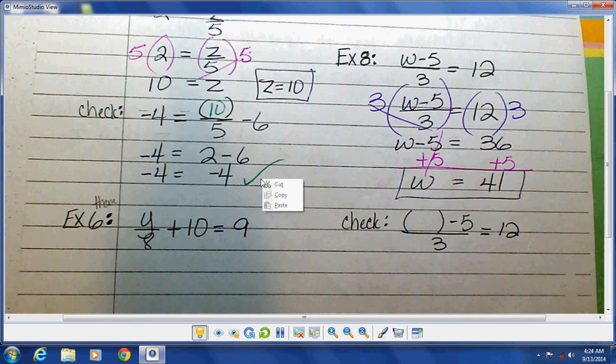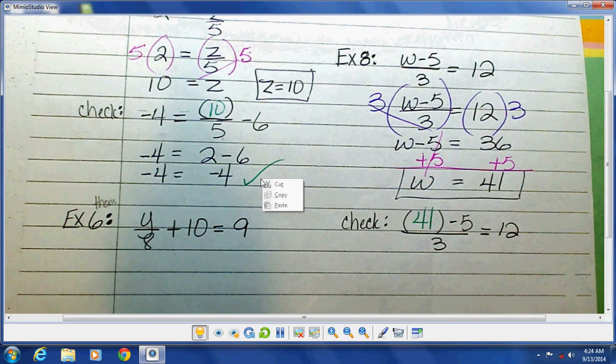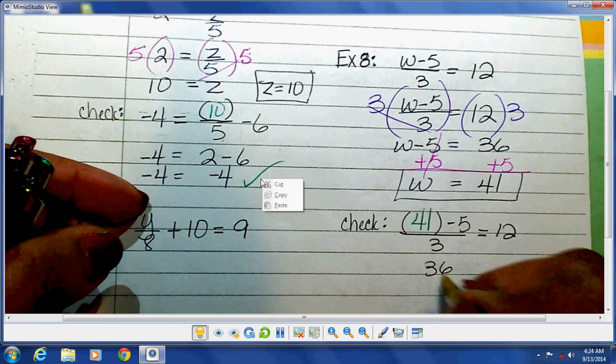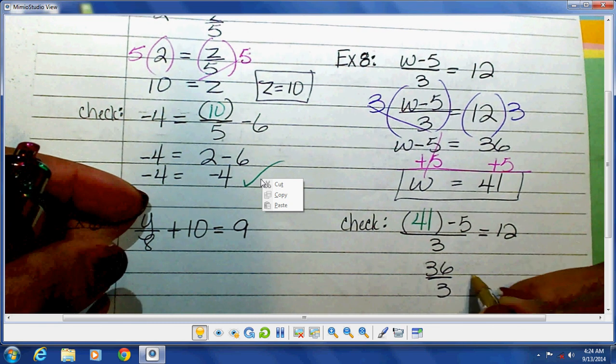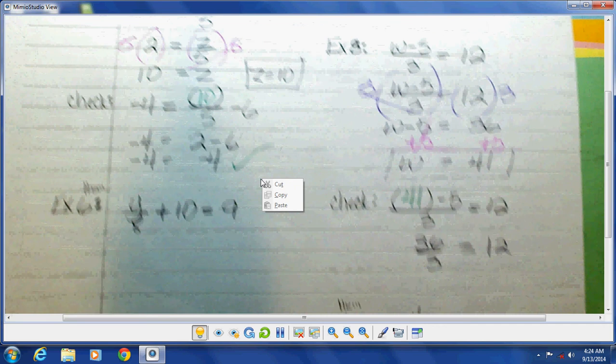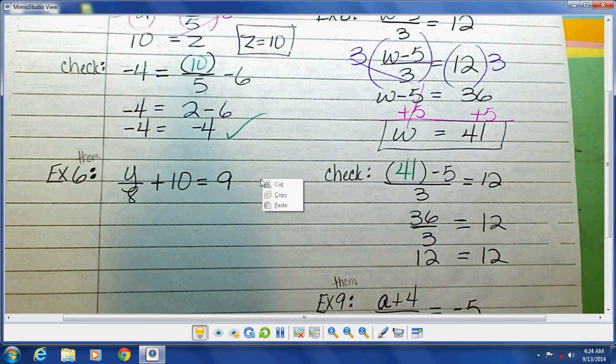Okay, let's check. Substitute 41 into your parentheses and solve. 41 minus 5 is 36. It's still over 3 equals 12. 36 divided by 3 is 12. 12 equals 12. So that does check.